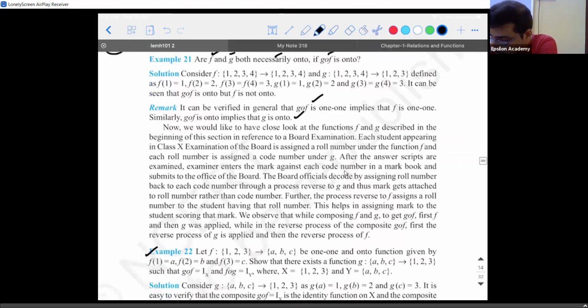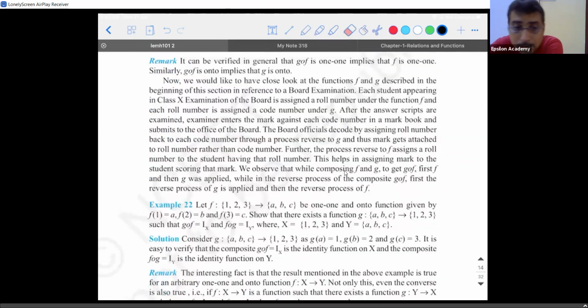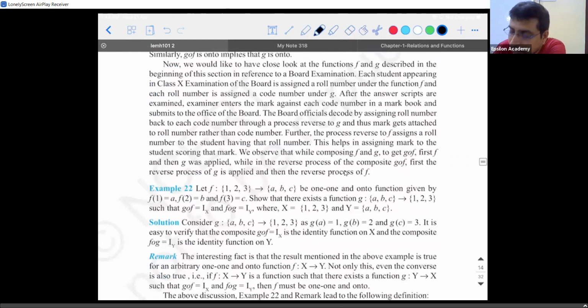Sir, but instead of saying "not necessarily," they just said that it's not onto. So in that case, F is not onto, but G is onto. That's what they say. Okay, sir. Other children, you hold these examples. I'll come with better examples. I'll think and we'll come back.